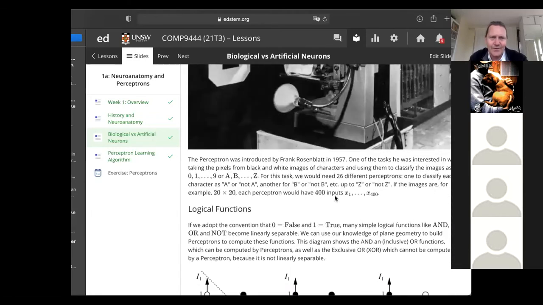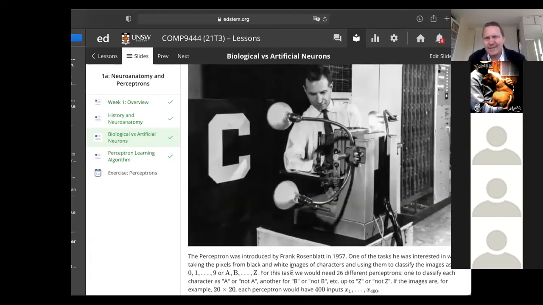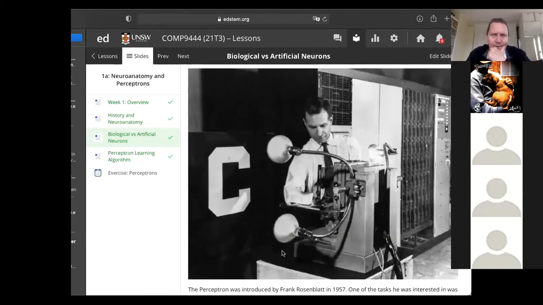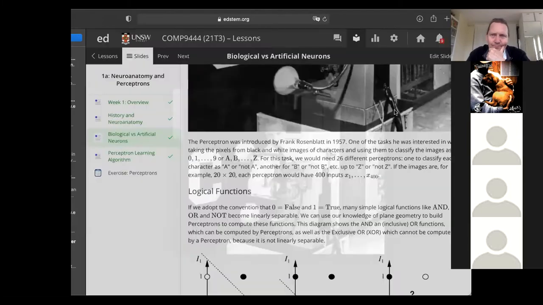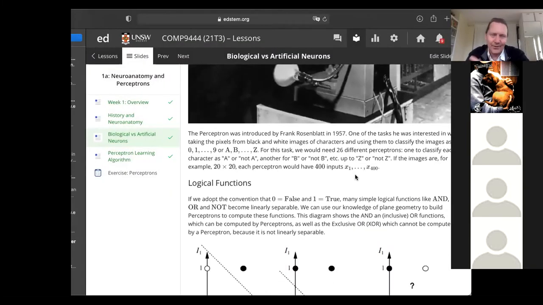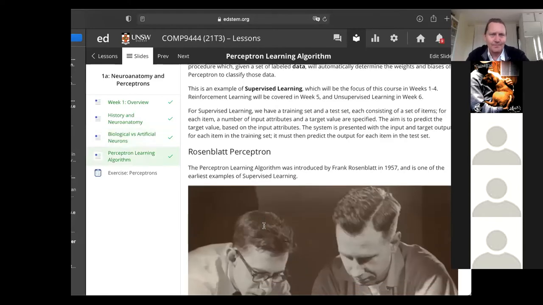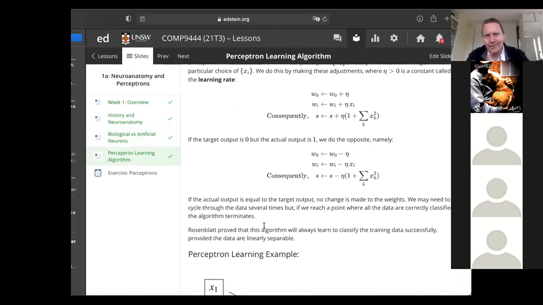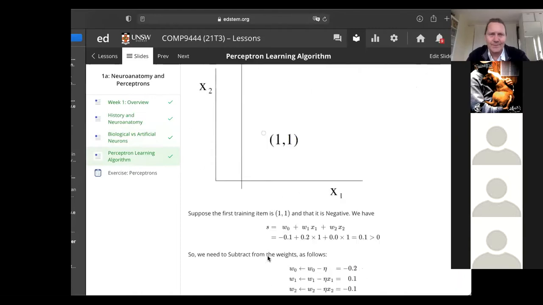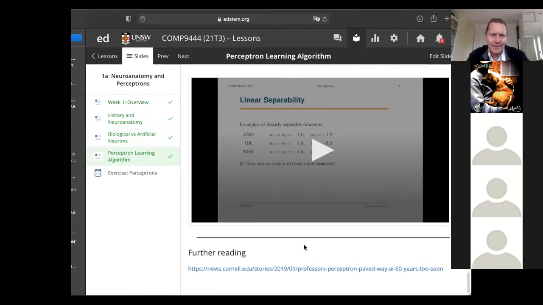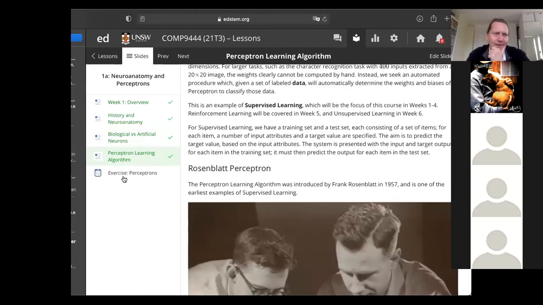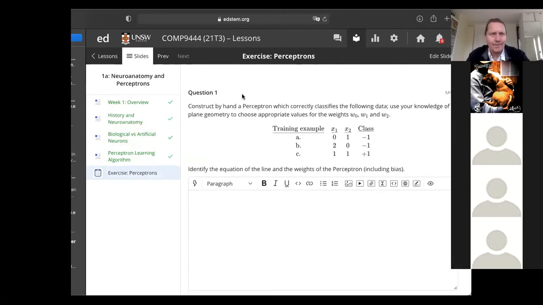McCulloch and Pitts neuron. And then this Frank Rosenblatt came up with this method of learning the weights for this, which he called a perceptron. And so in two dimensions we can just kind of do it by hand. We can draw a line and figure out the weights and the biases, which is an interesting exercise. But Rosenblatt showed this way that you can automatically learn the weights for this perceptron. So I've got this example here of the perceptron learning algorithm. And then, so have a look at those videos and then try to work through this exercise.